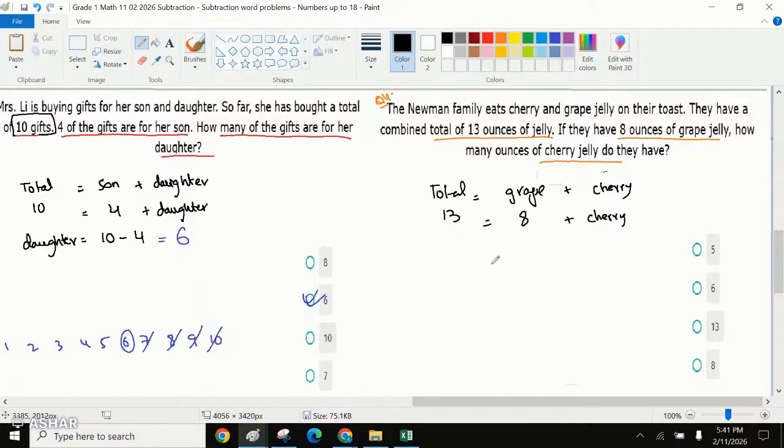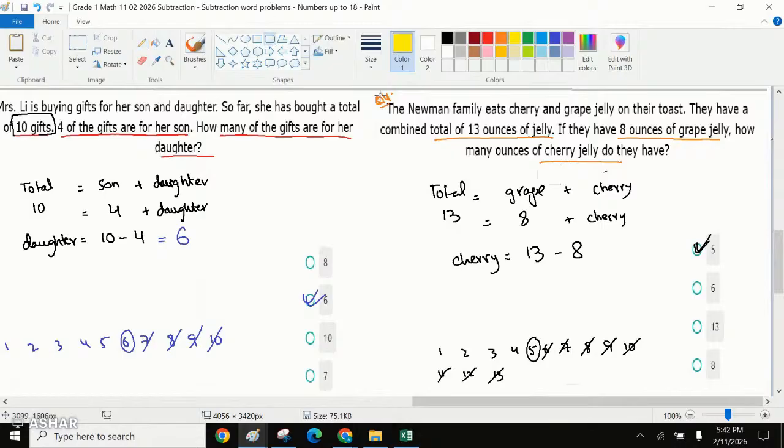Then the cherry should be 13 minus 8. 1, 2, 3, 4, 5, 6, 7, 8, 9, 10, 11, 12, and 13. We subtract 8. 6, 7, 8. And we are left with, yes, perfect. Thank you. Okay, so this is how we find the difference, or we do subtraction. Subtraction is known as difference, right? This is how we found the difference of any two given numbers.